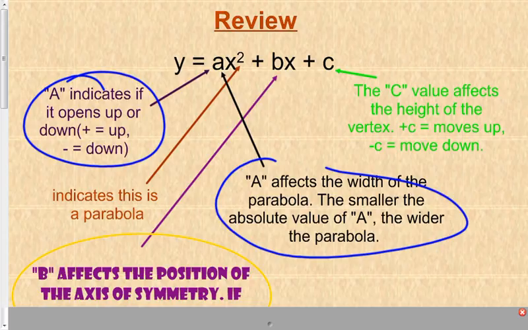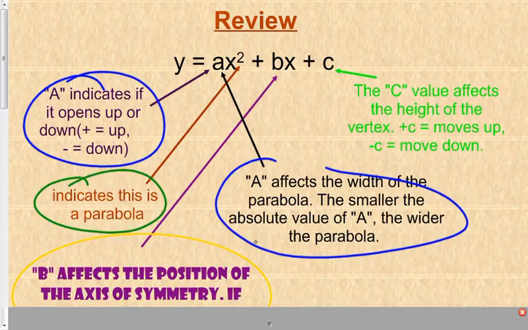But the a value also affects the parabola, and we talked about that last time too. We're going to talk about that more today. The smaller the absolute value of a, the wider the parabola. Meaning, if you have an a value of 1/2, that's a small number, it's going to be much wider than if you have an a value of 6. Think of it this way: the bigger the number, the faster it's going to go up, so the narrower it will be. Then we have the x squared. That just tells you that it is a parabola.